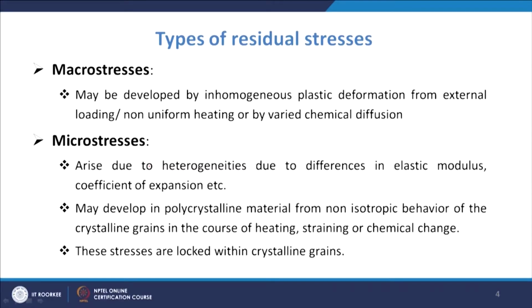Now, micro stresses basically arise due to the heterogeneities, due to differences in the elastic modulus, coefficient of expansion, etc. So, basically they are the small scale stresses, that is why it is known as the micro stresses. They arise because you have many components with different properties like elastic modulus or the coefficient of expansion. So, you have different phases.